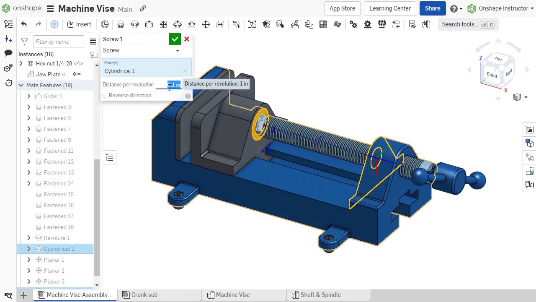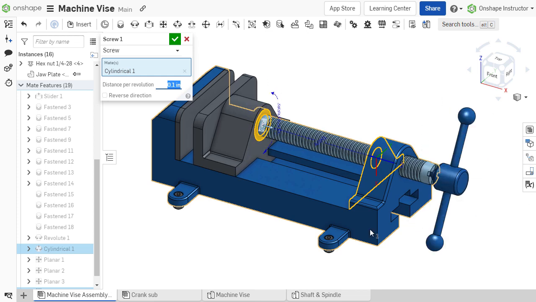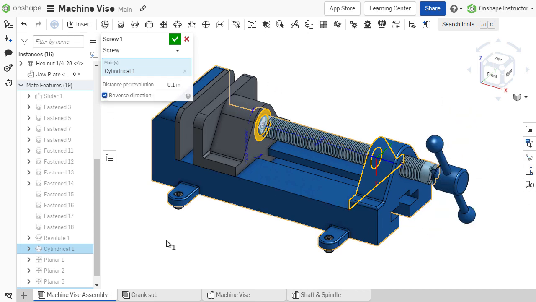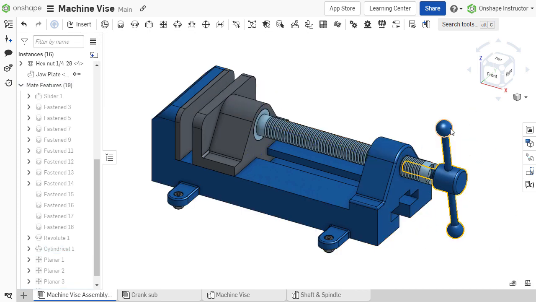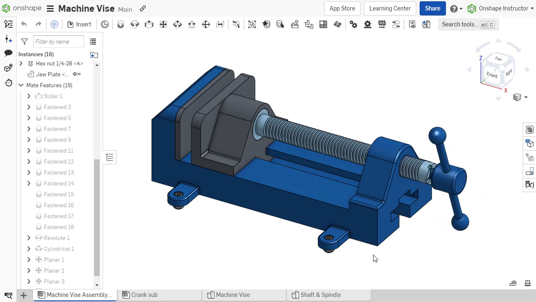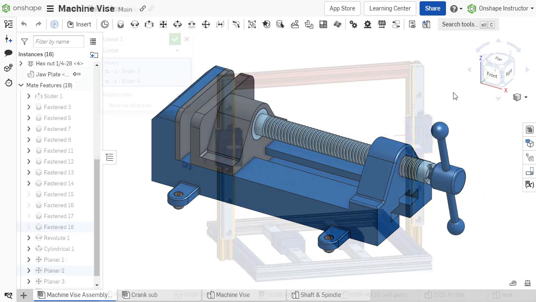The screw relation functions just like a typical screw fastener by constraining the rotational degree of freedom in a cylindrical mate to the translational degree of freedom in the same cylindrical mate. As the component rotates, it also translates along the axis of the cylindrical mate.